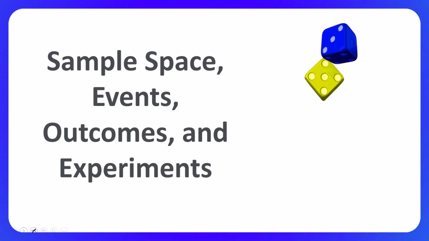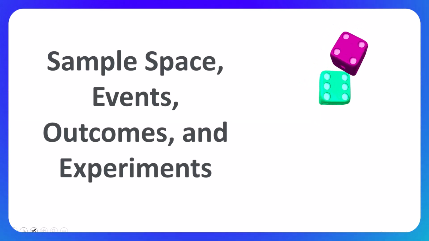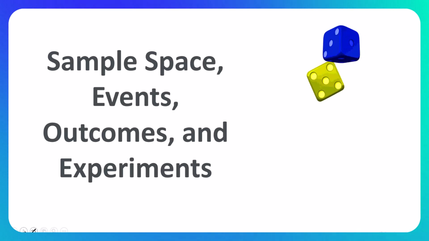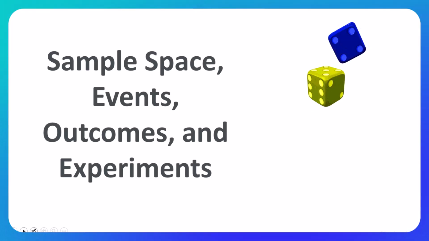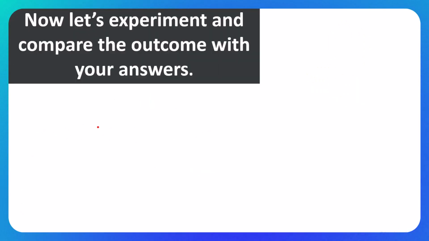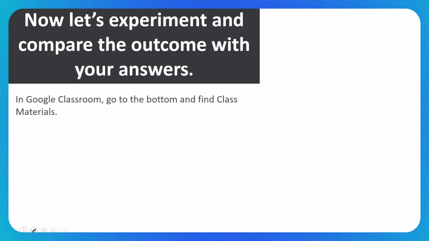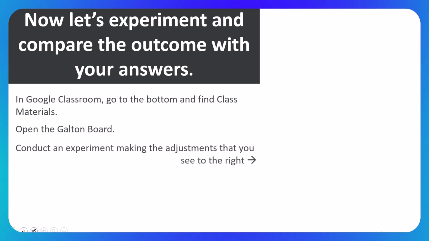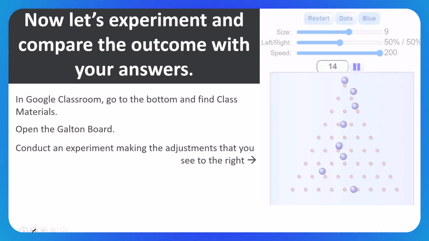Today we're going to be talking about sample spaces, events, outcomes, and we're going to be conducting experiments like we did before spring break. All right, so now let's experiment and compare the outcomes. So go to Google Classroom. In our classroom, at the very bottom, you'll find class materials. Open up the Galton board. Conduct an experiment, making the adjustments that you see to the right.